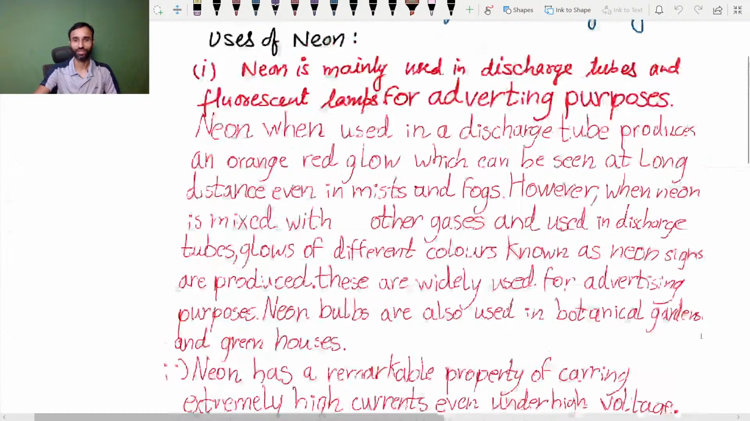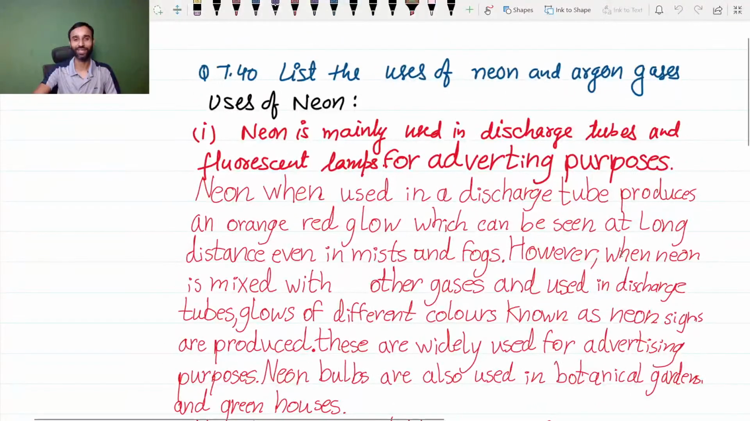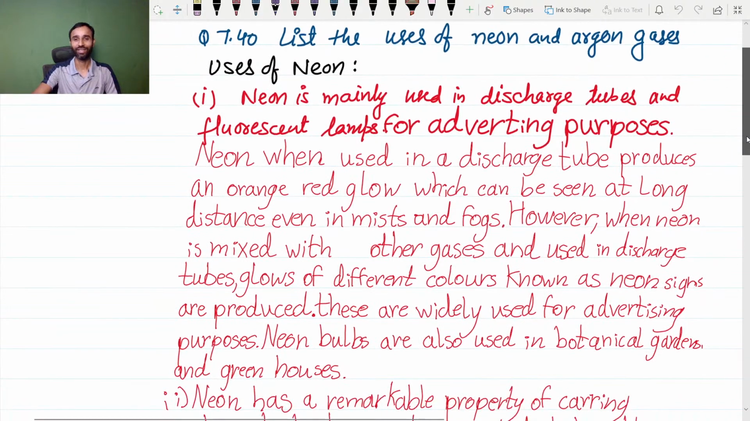Last question. It was written by my daughter. She's in 5th standard. List the uses of neon and argon gases. First, uses of neon. So neon, it is a completely theoretical question. I have just written the notes.